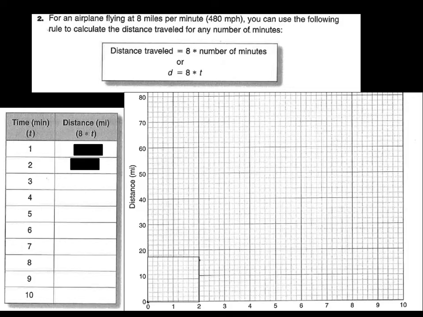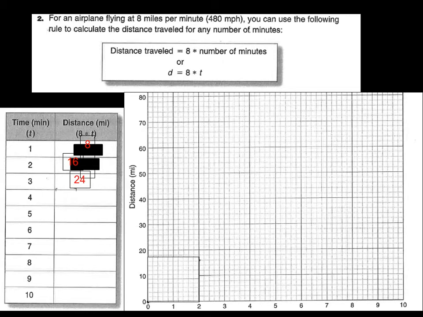This is my second PowerPoint. Okay. For an airplane flying at 8 miles per hour, you can use this rule to calculate the distance traveled for any number of minutes. First one's 8, second one's 16, and you just multiply each number by 8.